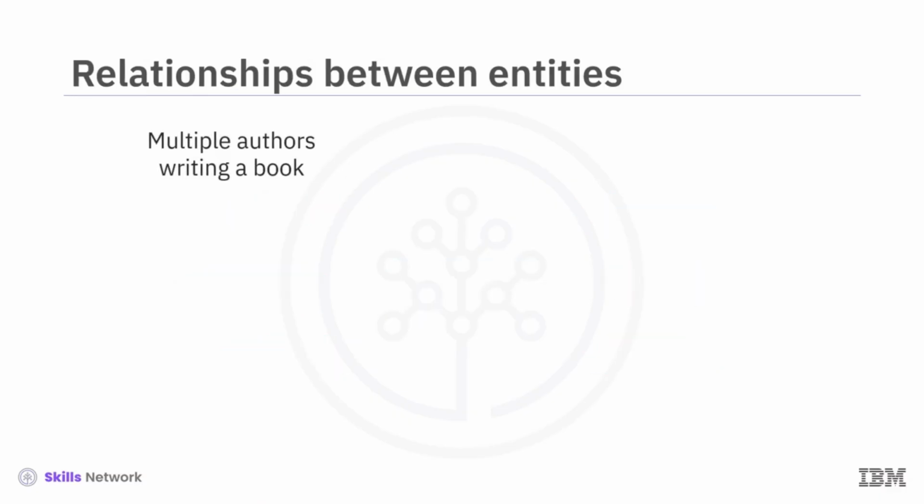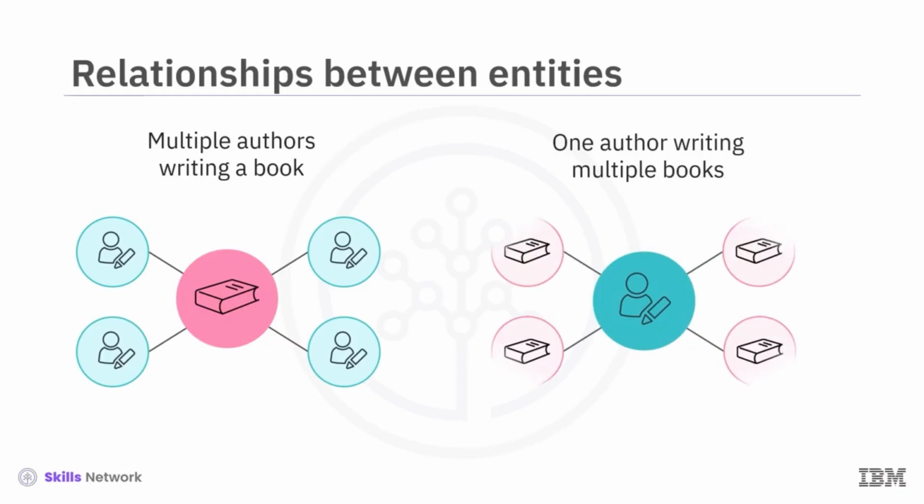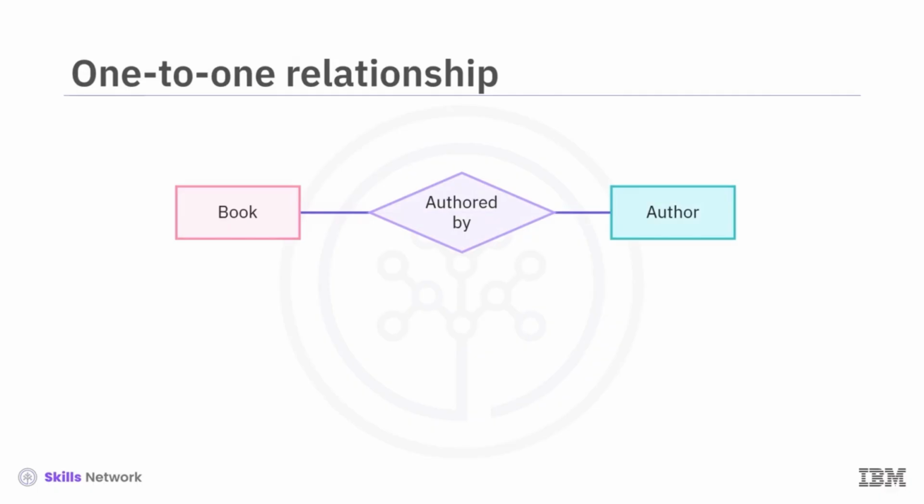A book requires at least one author but can involve up to 2 authors or even more. Similarly, an author can write 1, 2, or multiple books. In both scenarios, a definitive relationship exists between the book and the author. In this scenario, the relationship set is named authored by.